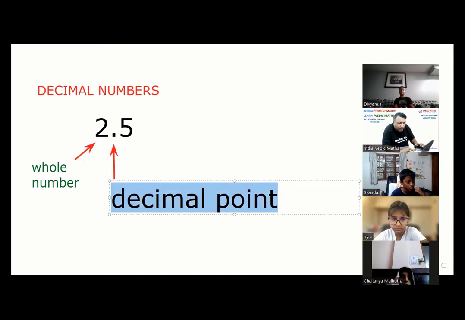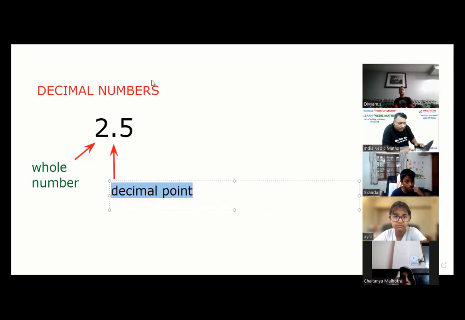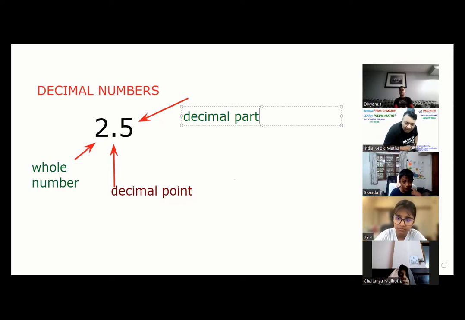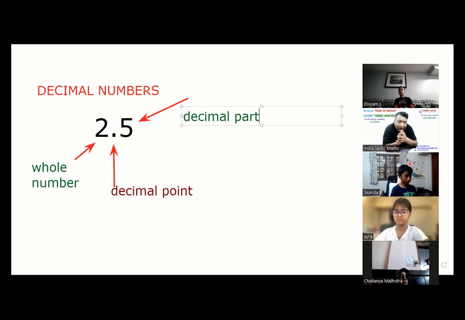And the number after the decimal point is the decimal part. It's like the fractional part, as we say in fractions, right? 2.5, 3.5, 4.25, 5.5, right, everyone? 2.5. 2 is the whole number. Point is the decimal point. And 5 is the decimal part. Now, what is the meaning of part?